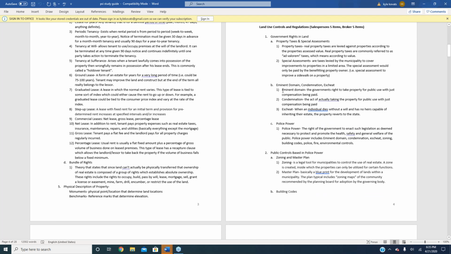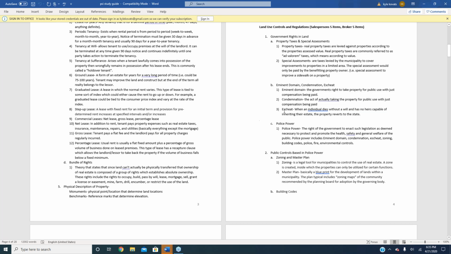Next here, we have eminent domain and condemnation. So eminent domain is the government's right to take private property for the public use with just compensation paid. Condemnation is their act of doing so. So they're really the same thing, except one is the right and one is the act. Eminent domain is their right to do so. Condemnation is their action of doing so.